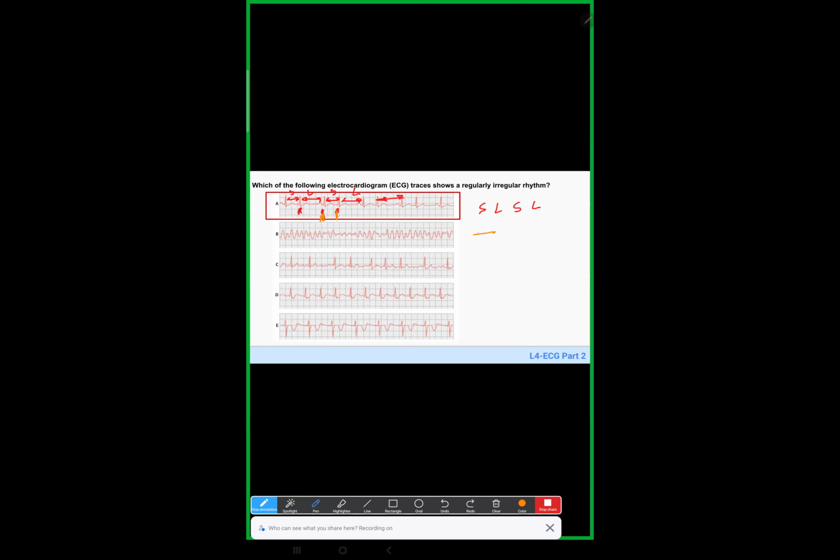If we look at this one, B, this is VFib, where there is no type of pattern. There's nothing that you can see. It's just a bunch of squiggly lines. So it's just completely VFib irregular.